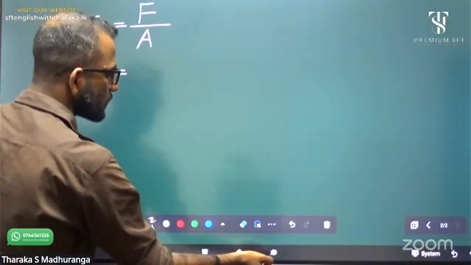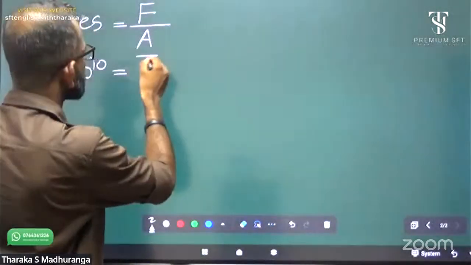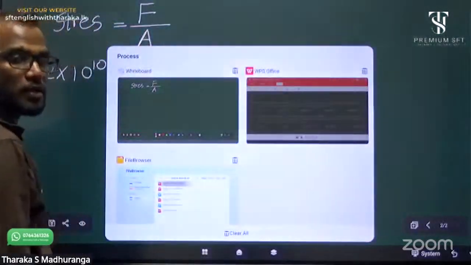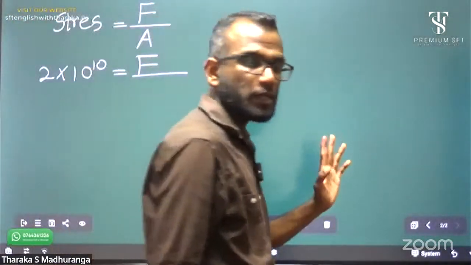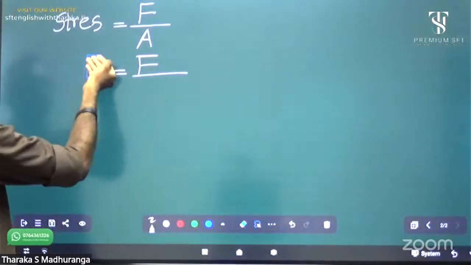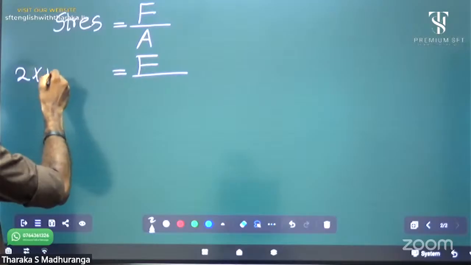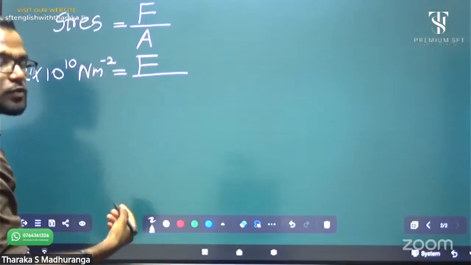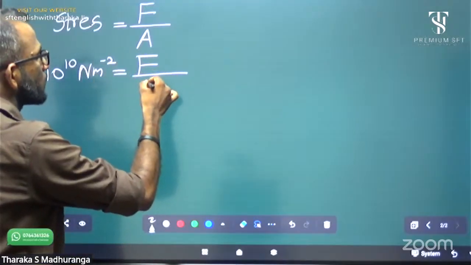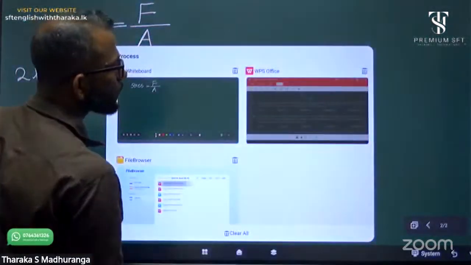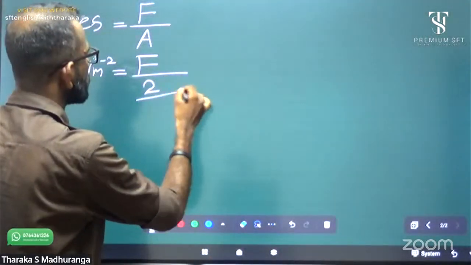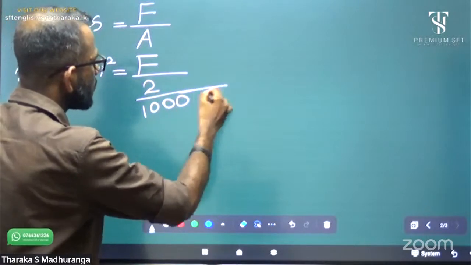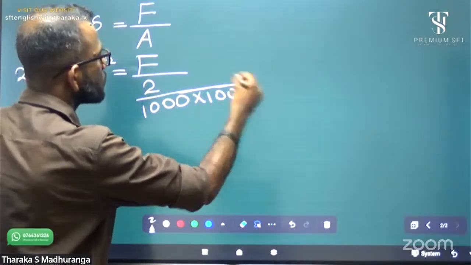That equals the force. The maximum force is being asked. The cross section area is 2 square millimeter. You can't use square millimeter because the stress is given in N m to the power minus 2, so you have to substitute in square meters. 2 square millimeters: 2 divided by 1000 to convert into meter, again divide by 1000 to convert into square meter.